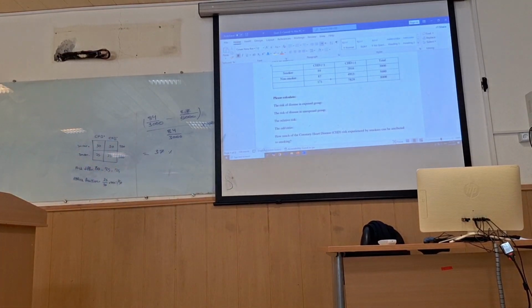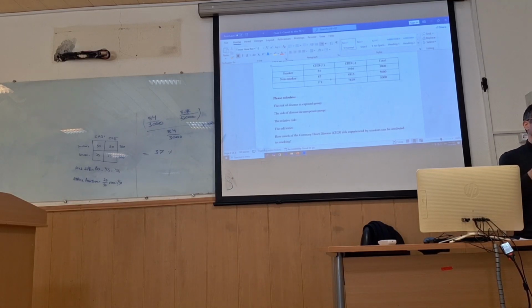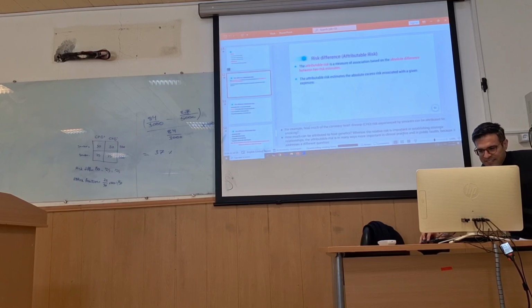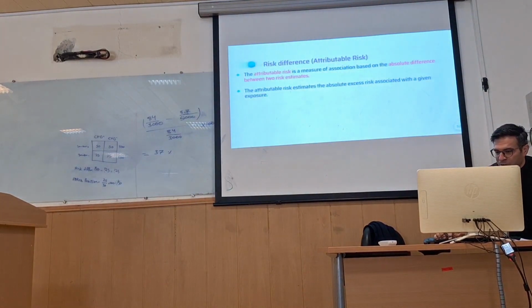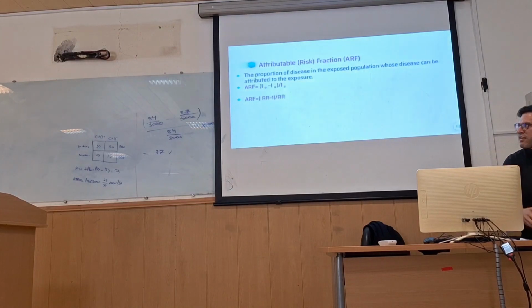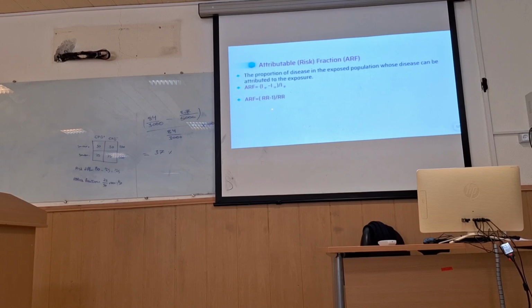There is another approach for calculating attributable risk fraction, and it's so easy. Please take a look at this formula. Another formula for calculating attributable risk fraction is here: relative risk minus 1 divided by relative risk. This one is very easy.